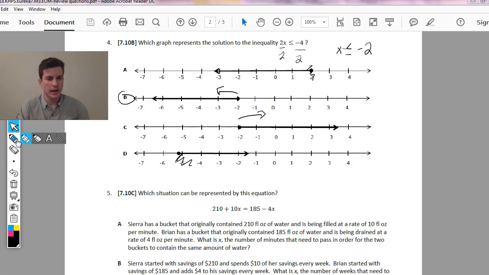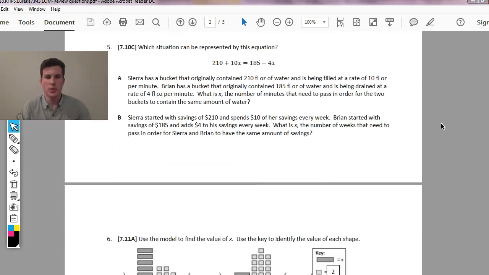Okay, I'm 30 seconds behind. I got to catch up. Let's see, number 5. Let me erase this. Number 5. Which situation can be represented by this equation? 210 plus 10x equals 185 minus 4x.